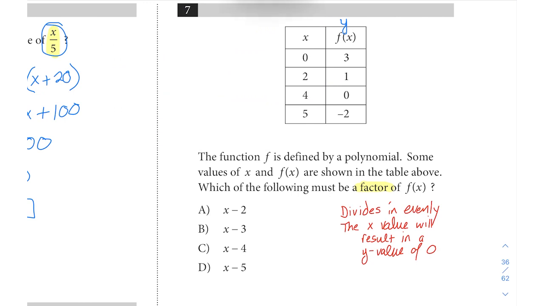So since they give us a table of values, what we're going to do is we're going to focus just on that one value in the table where we see that y is 0. And here that corresponding x value is 4. So let's see what factor that would correspond to. Because notice, these are factors. This doesn't say x equals 2, x equals 3, x equals 4, x equals 5. It says x minus 2, x minus 3, x minus 4, and x minus 5.